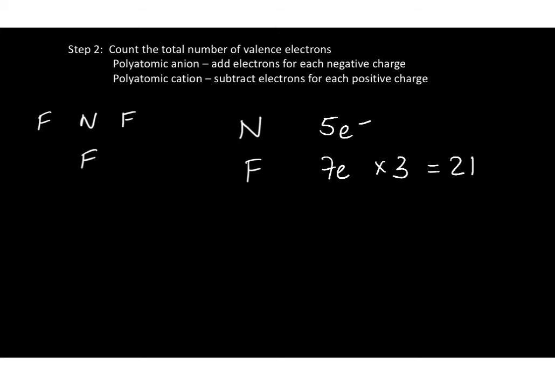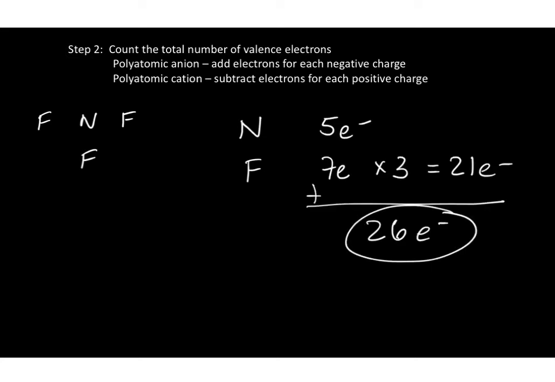So that would be a total of 21 electrons. And if I add these up, the 5 and the 21, I get a total of 26 electrons that I can use to make my Lewis structure. So I need to know this because I'm going to start drawing bonds, I'm going to start putting in lone pairs, and I have to know that I only have 26 electrons to work with, and I'm going to have to keep that in mind.